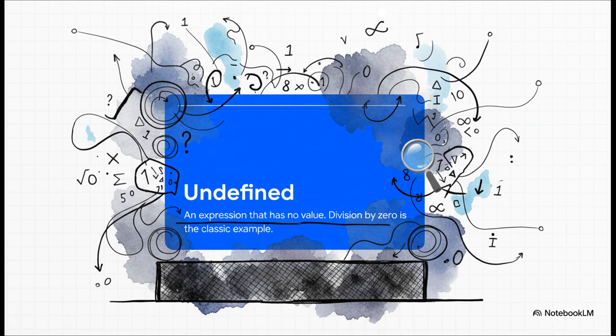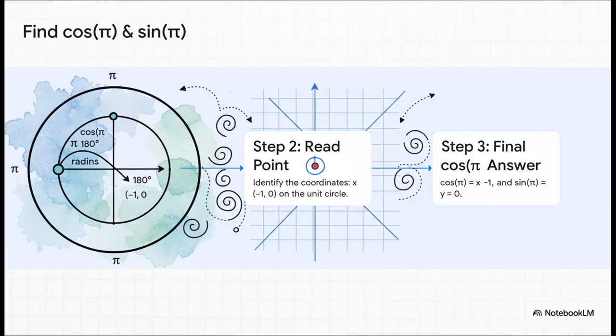It isn't 0, it isn't infinity, it's just a calculation that has no meaningful answer. It's like a mathematical brick wall. All right, let's put this into practice with a quick example. Say we need to find the cosine and sine of pi. First step, we just find pi, or 180 degrees, on our unit circle.